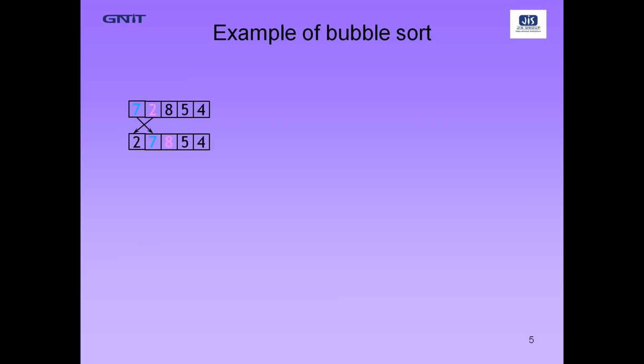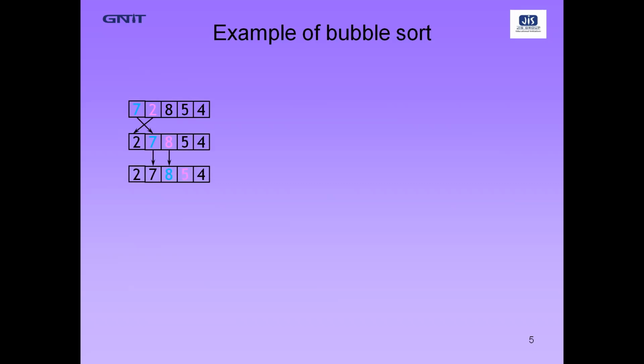Now we have to go to the next operation under the same iteration 1, or pass 1, that is P2 is compared with P3. Now P2 is 7 and P3 is 8, which are already highlighted. Now 7 is less than 8, so no need to perform the swapping operation.